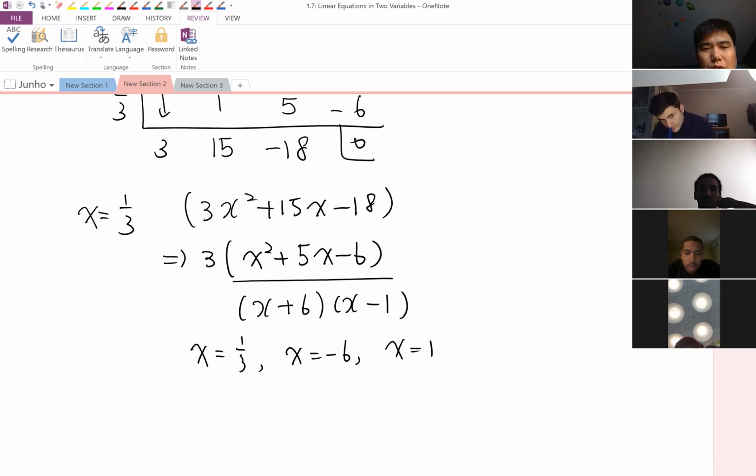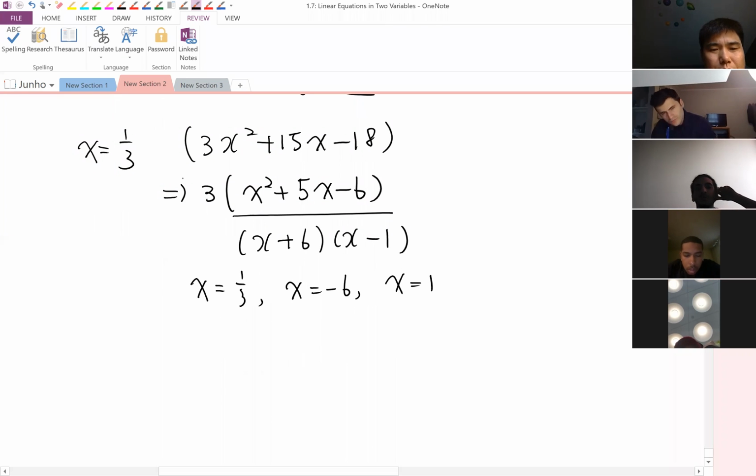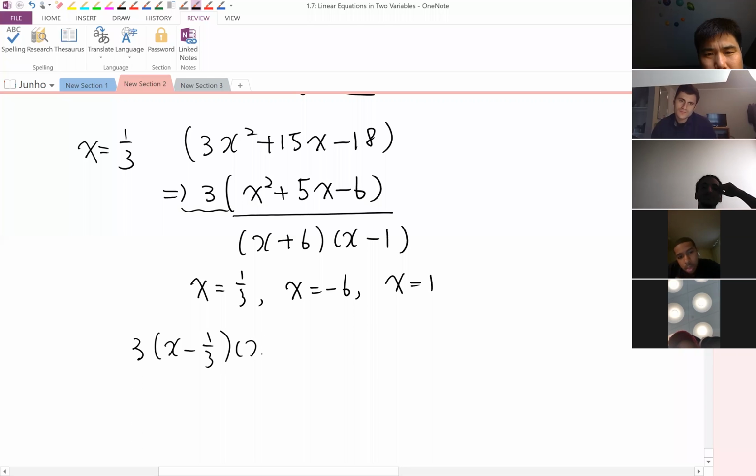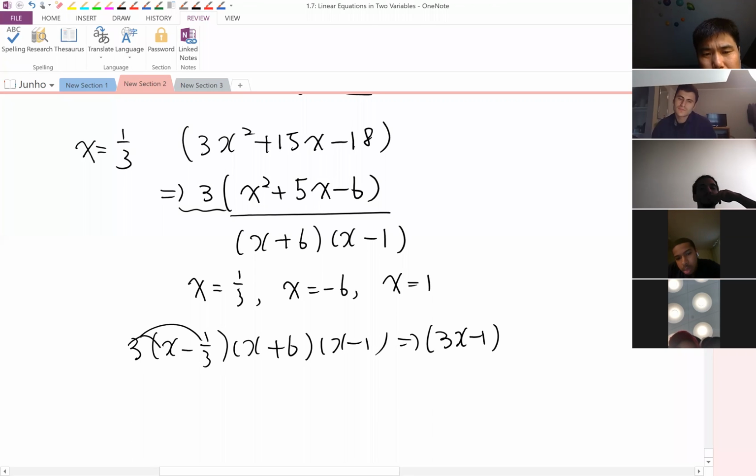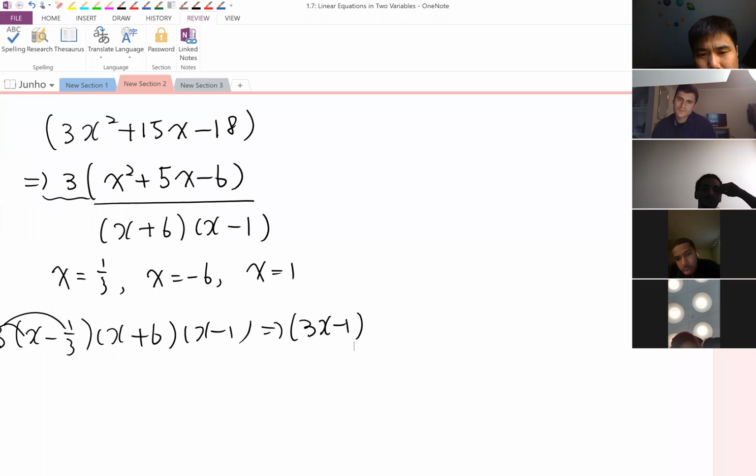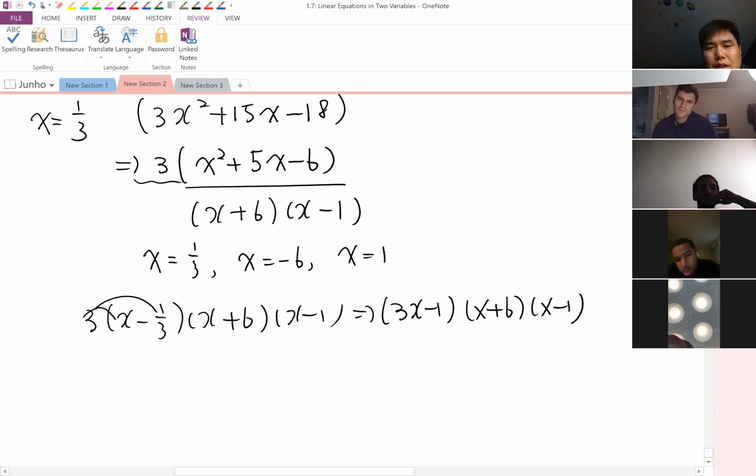In other words, now we can rewrite this one. So 3 times, what about number 3? The common factor. Yeah, you should multiply. So far we have 3 times (x minus 1/3)(x plus 6)(x minus 1). If you multiply them, this becomes (3x minus 1)(x plus 6)(x minus 1). As you see, this number basically didn't do anything to find the zero values. We still have these 3 values anyway.